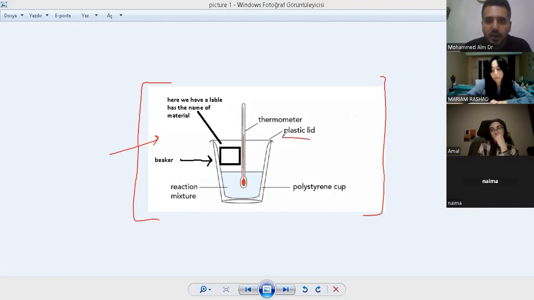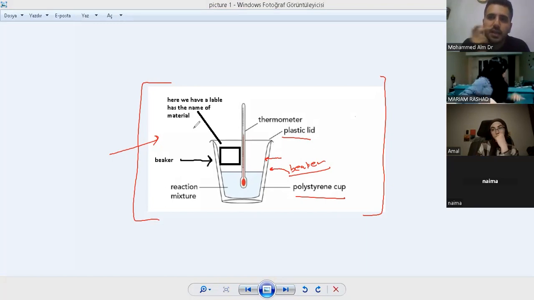So here we have, guys, the plastic lid, and we have the polystyrene cup. This polystyrene cup is put inside a beaker. Do you remember why? We did this one in the lab before. To minimize or to reduce the amount of heat that will be lost, okay? To reduce the amount of heat that will be lost.